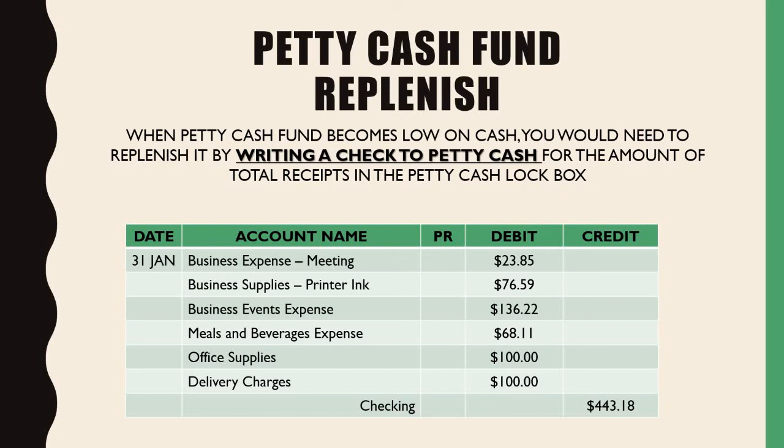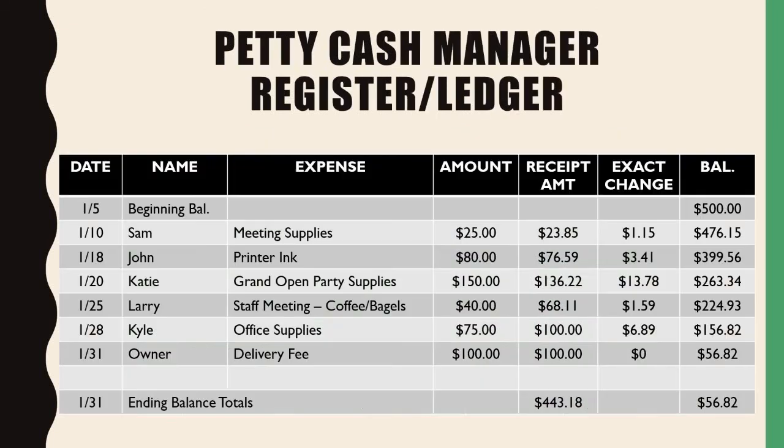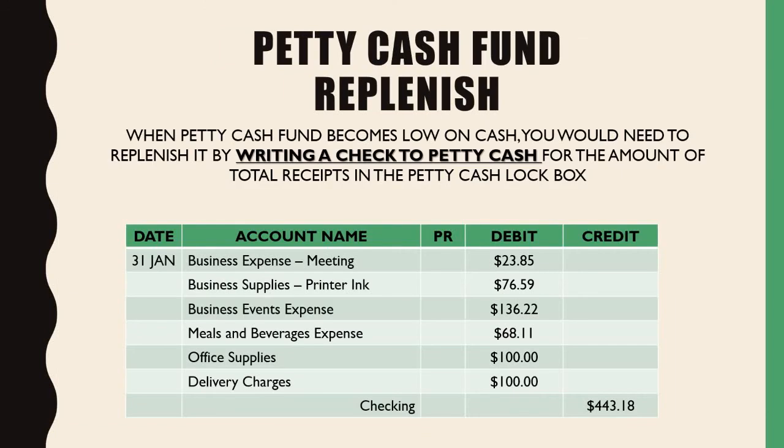You're going to count them all up, which we know to be a total of $443.18, because the petty cash drawer manager had already calculated it for us. So we already know how much we need to place back into the petty cash drawer. So what we're going to do is write the check for the total amount of receipts that you have collected. Okay? So in this case, we have total receipts in our cash box and $56 of actual physical cash in there.